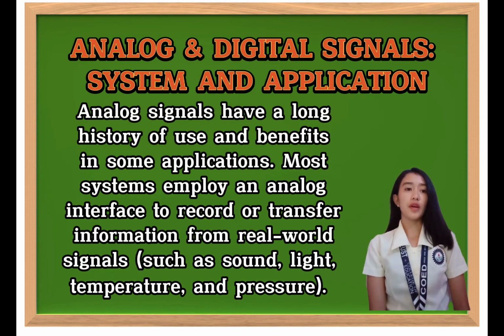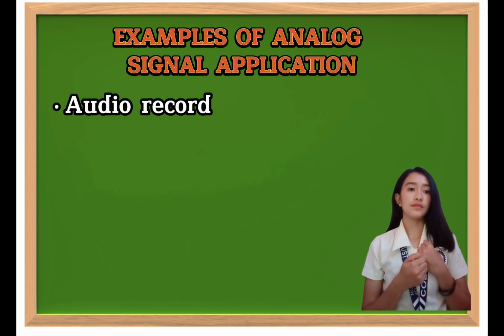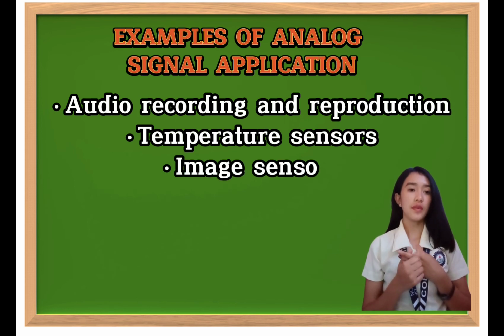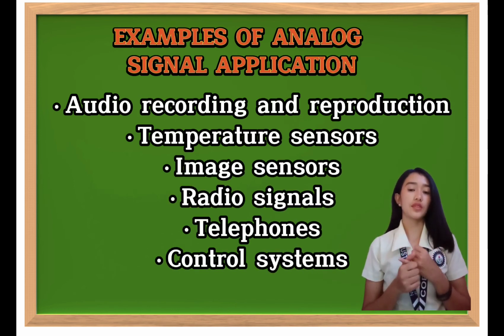Most systems employ an analog interface to record or transfer information from real-world signals, such as light, sounds, temperature, and pressure. And these are examples of analog signal applications: audio recording and reproduction, temperature sensors, image sensors, radio signals, telephones, and control systems.